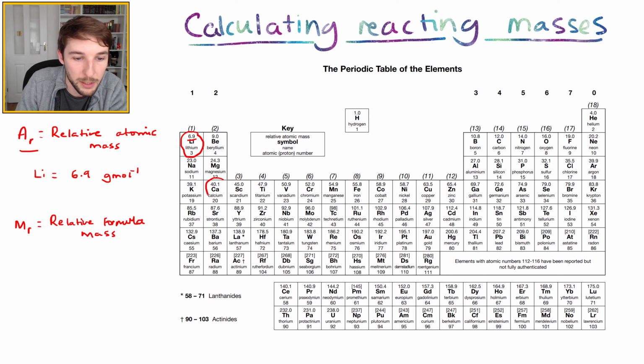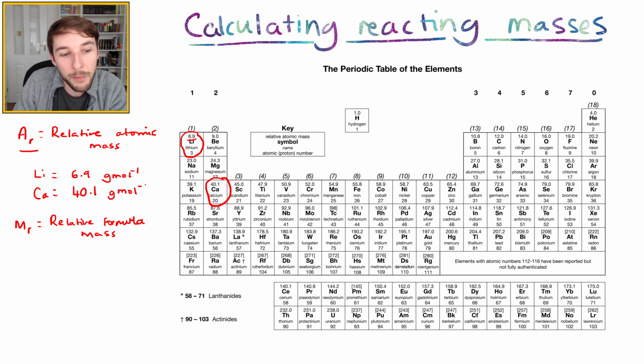Let's do the same for calcium quickly. Its Ar for calcium would be 40.1 grams in a mole. You'll notice as well that I'm now writing these to 1 decimal place, as that is the standard in A-level chemistry. Even if that number is a 0, you still need to write these to 1 decimal place.